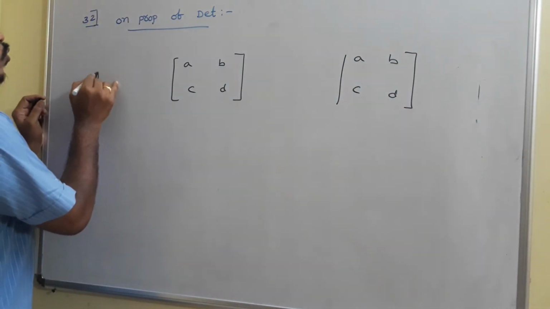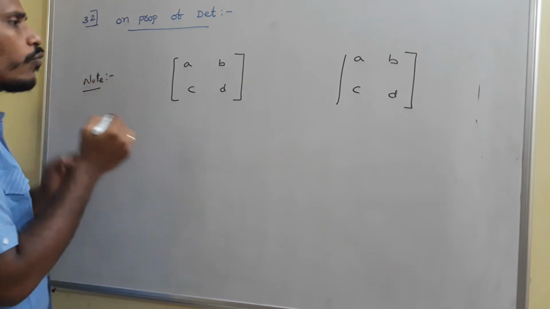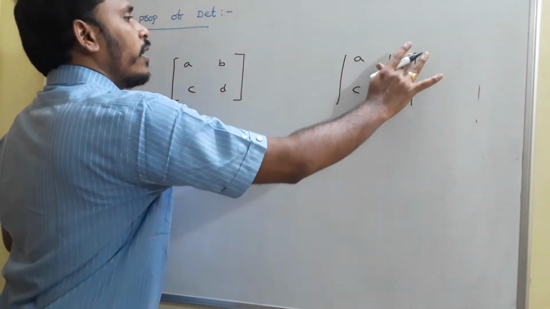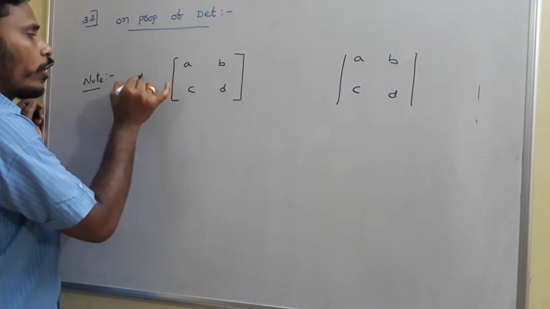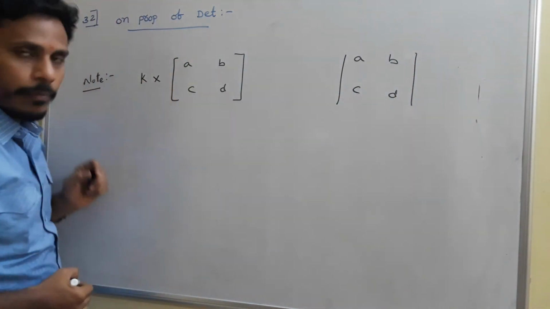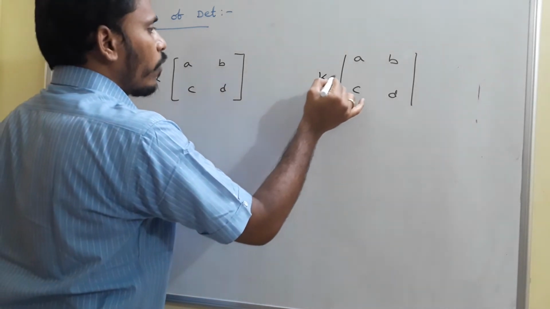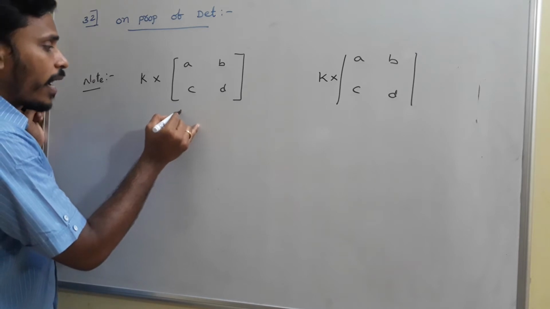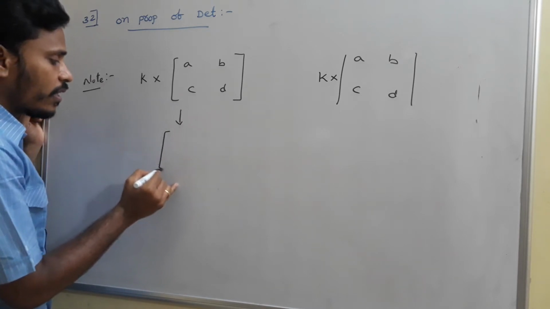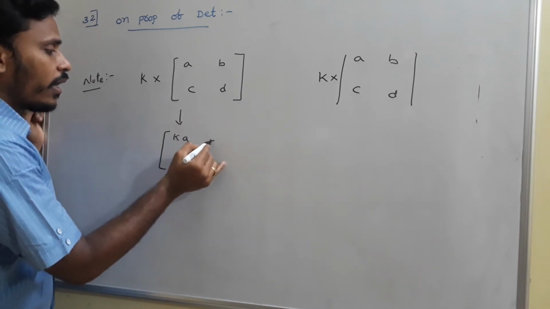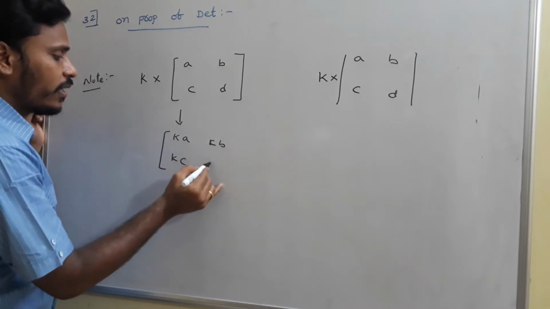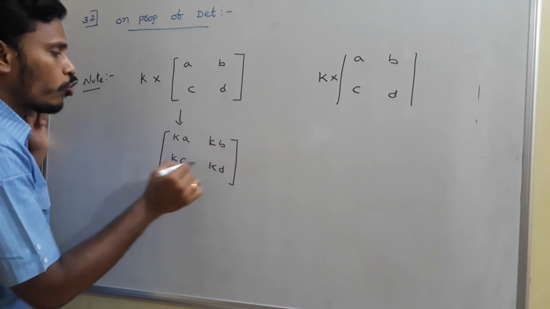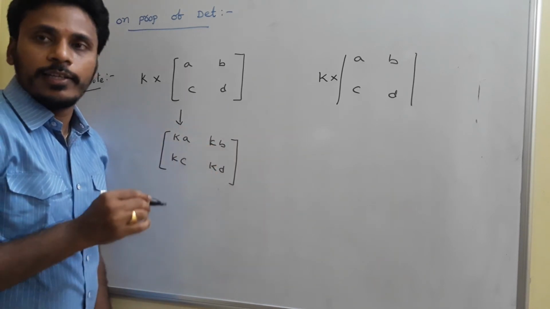How we need to do the constant multiplication for the matrix as well as for the determinant. Suppose you are going to multiply this matrix with K as well as this determinant with K, what is the result? If you multiply this matrix with K, then the result is simply Ka, Kb, Kc, Kd. Since you are multiplying the matrix with K, you need to multiply every element of that matrix with K.